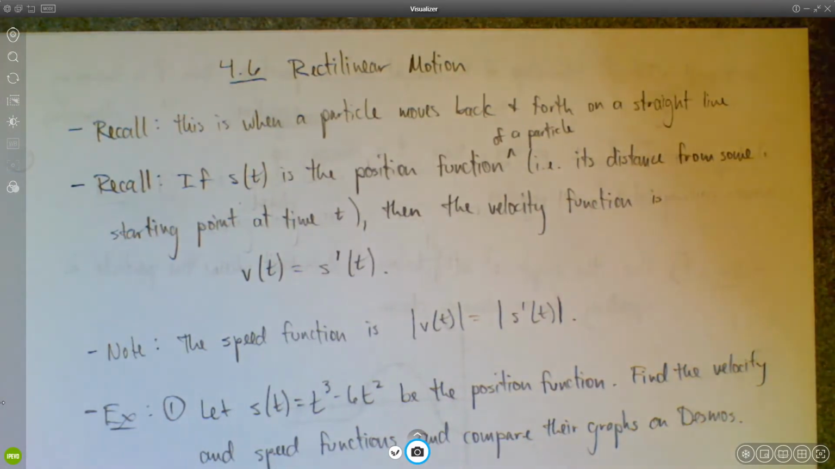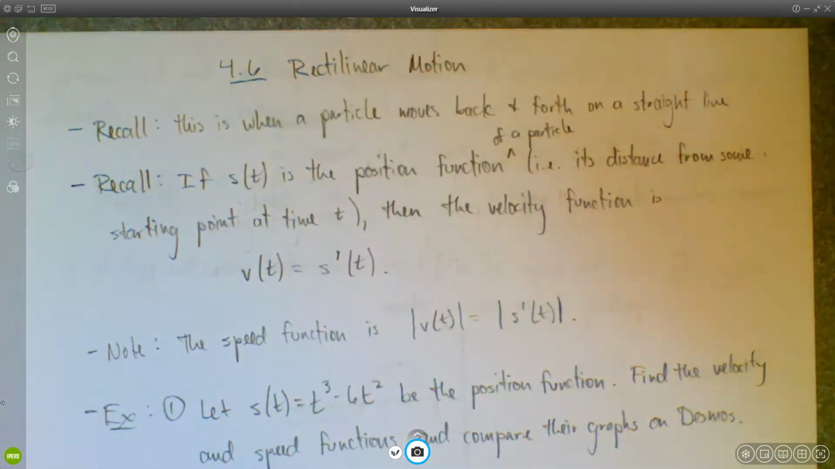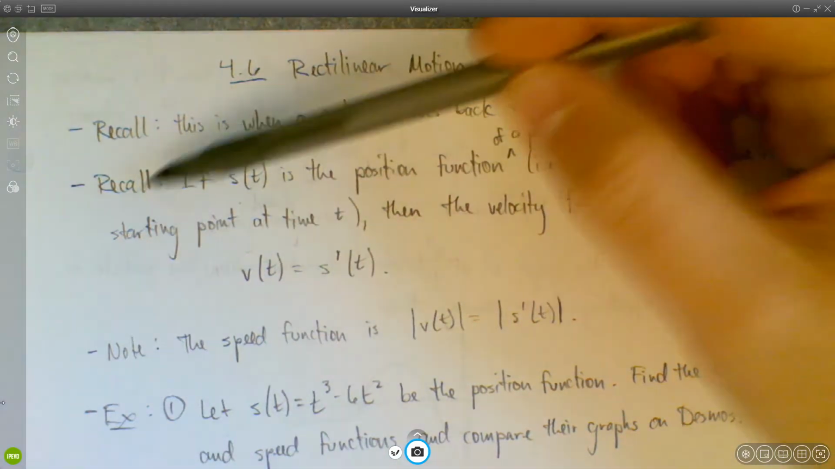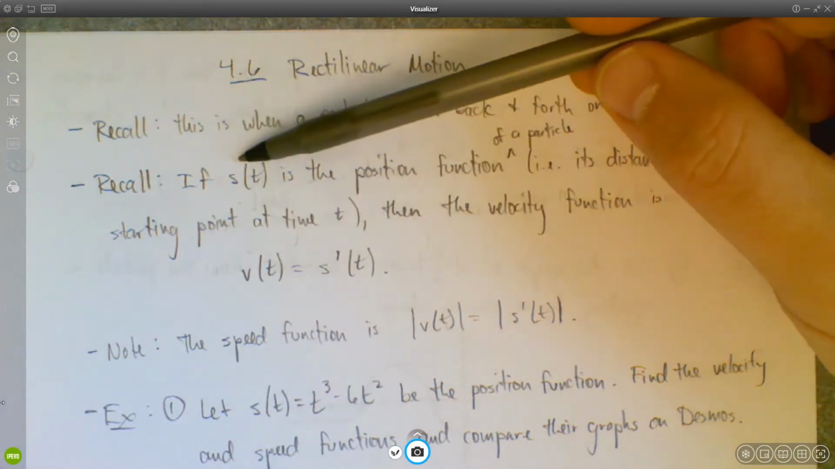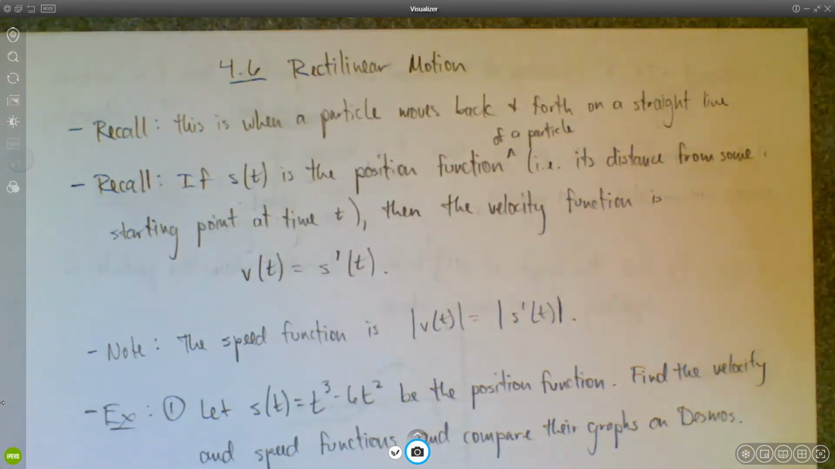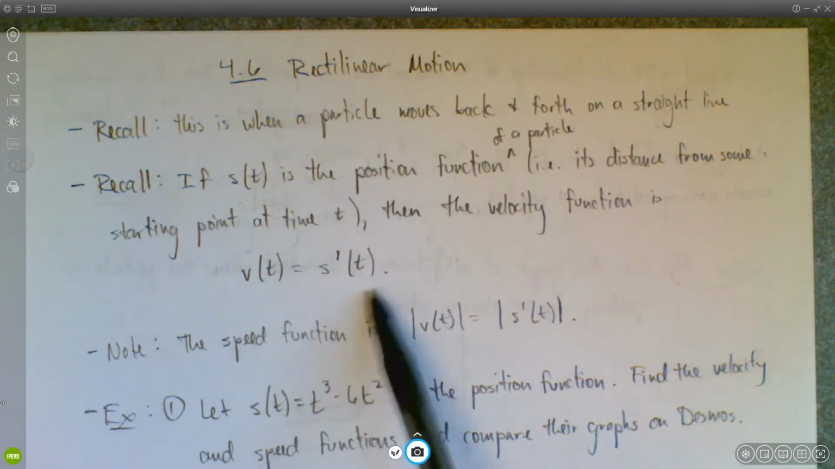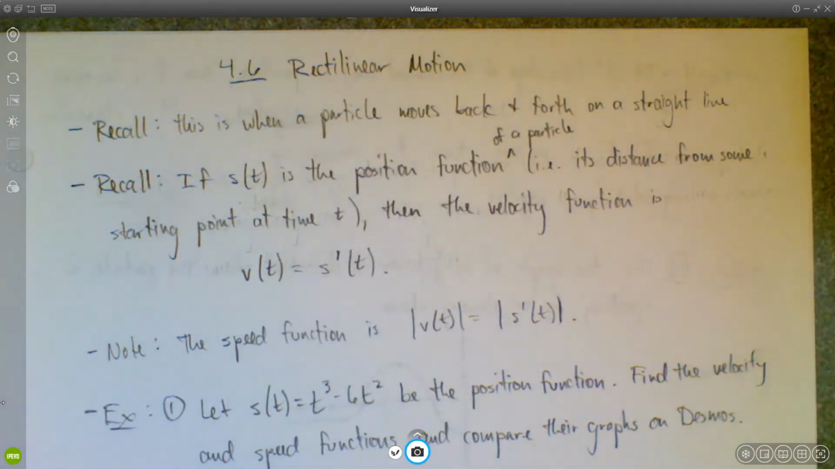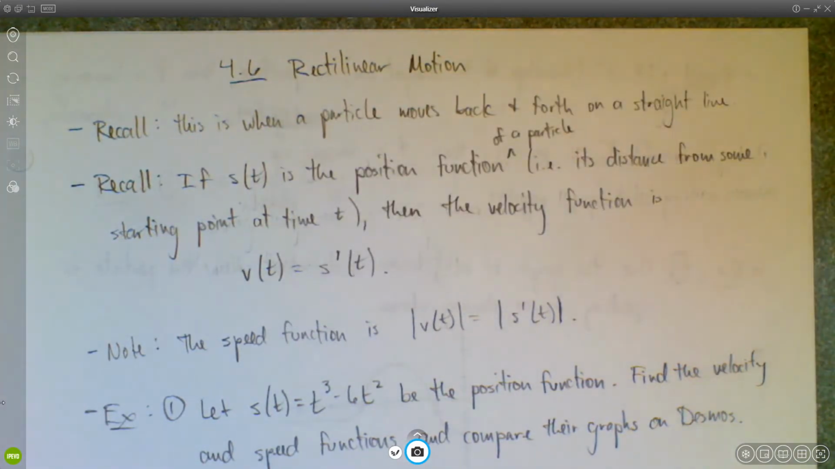Okay, we usually use the letter S to describe the position of a particle. In other words, that's its distance from some starting point at time t, right? So if S of t is the position function, then the velocity function is S prime of t. So the velocity is just S prime of t. It's the first derivative. And the speed function would just be the absolute value of the velocity function.